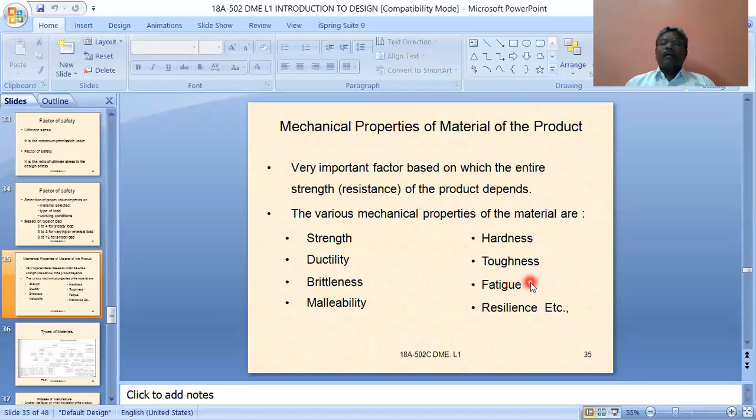That means fatigue is the resistance to repeated and reversal loads, whereas resilience is the ability to store energy per unit volume. These are the definitions: strength, ductility, brittleness, malleability, hardness, toughness, fatigue, resilience, and also creep, slow and progressive deformation of the member. These are the different mechanical properties on which the selection of proper material depends.